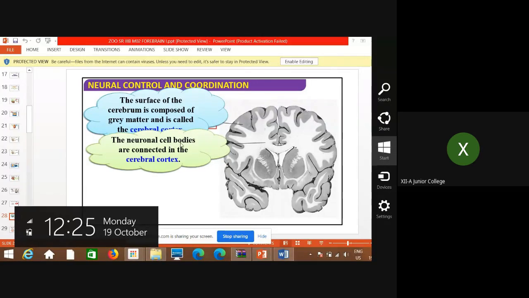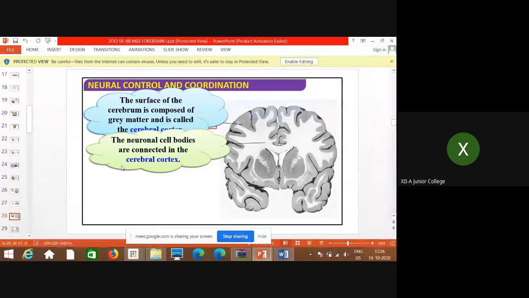The neural cell bodies are present in the cerebral cortex. Now you have learned about neural cells, right? The body of the neuron, and the extensions of the neuron. The myelinated extensions are axons, and the body is the cyton. So the gray color is because of the neural cell bodies present in this region, the cerebral cortex. The next diagram.